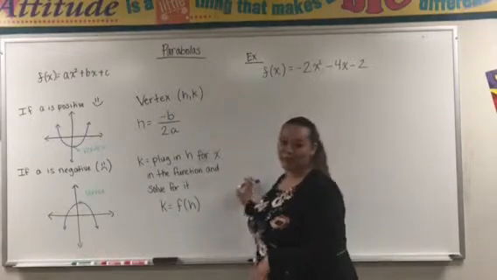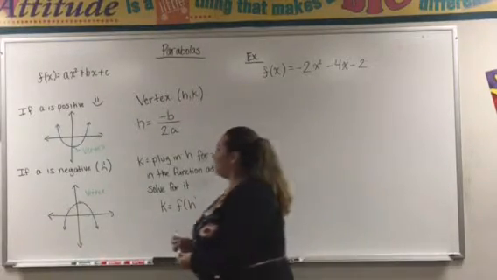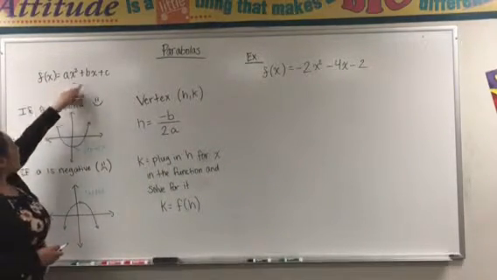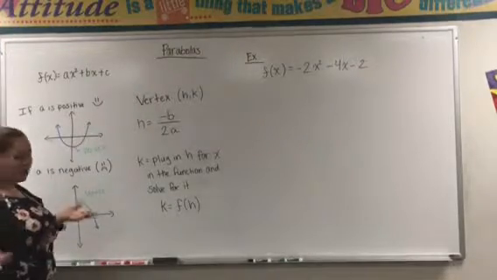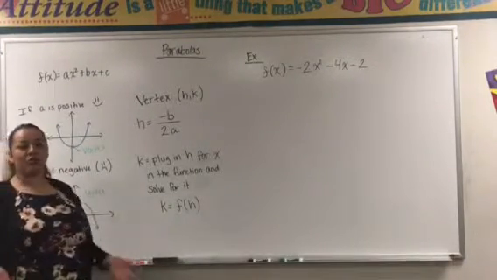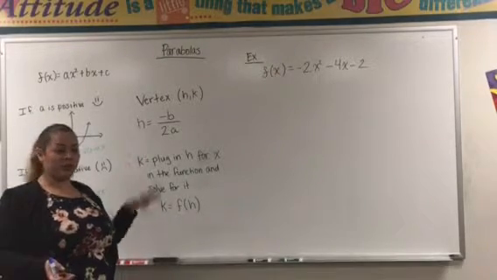So we're talking about parabolas today. Now parabolas are going to be a function of x. We're going to have it like this: f(x) is equal to ax squared plus bx plus c. The way you're going to know it's a parabola is because of the square. Parabolas are the U-shaped graph. Either they're going up or they're going down.